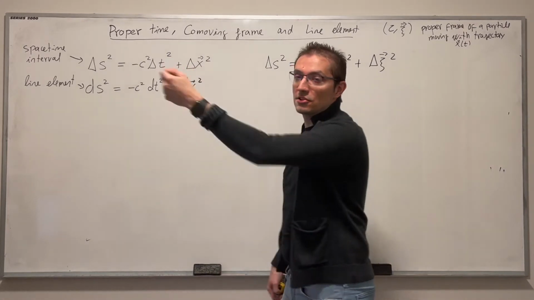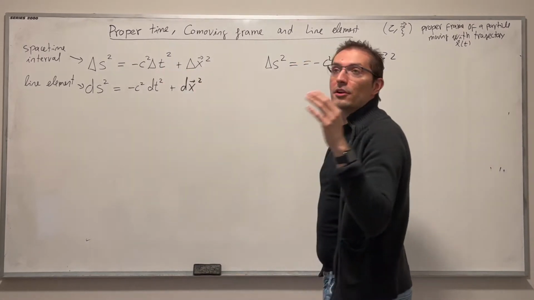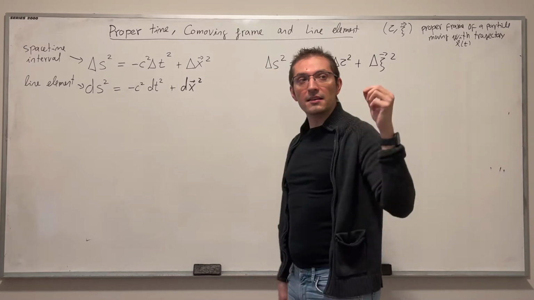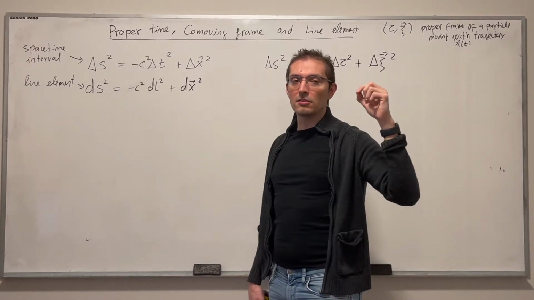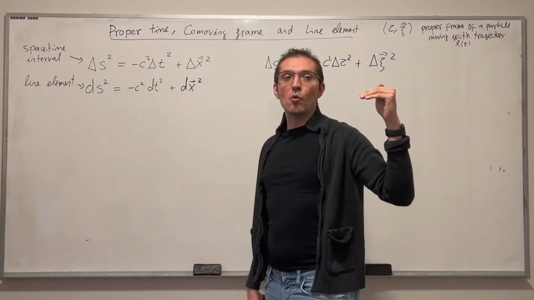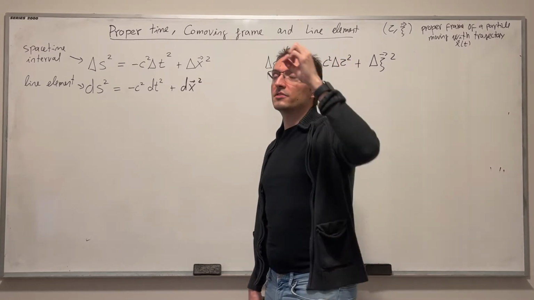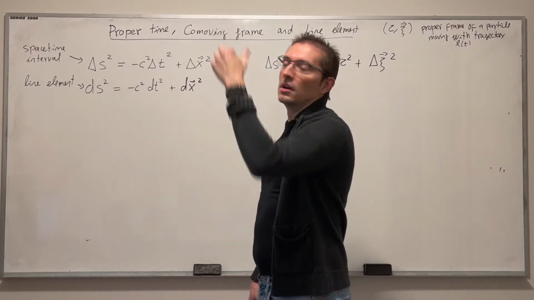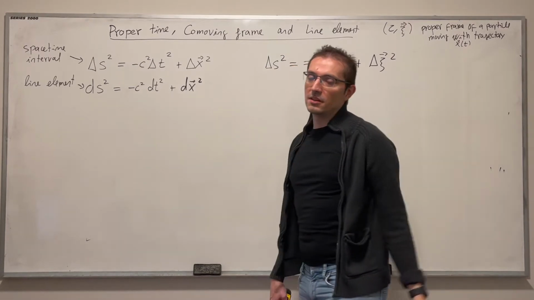I have 2 positions, x2, x1. That could be, for example, a particle moving, right? And then the event where the particle starts moving. At time 1, x1, the particle is here, then moves. At time 2, the particle is at x2. So you can compute the space-time interval between these 2 points.